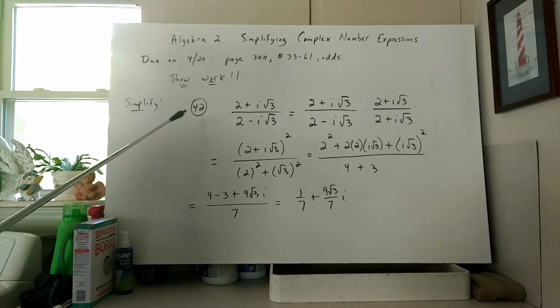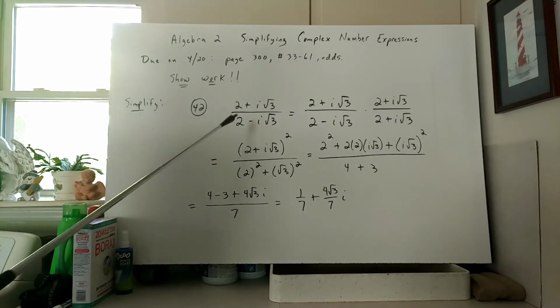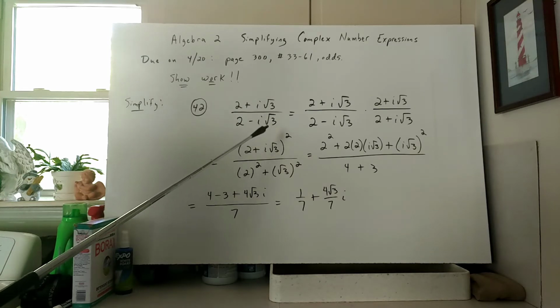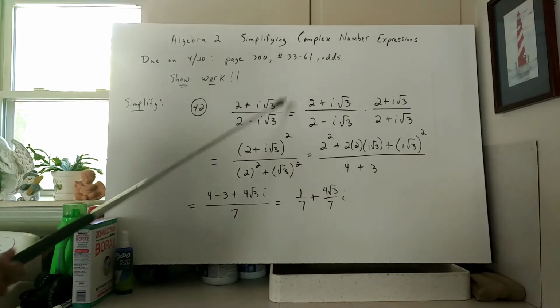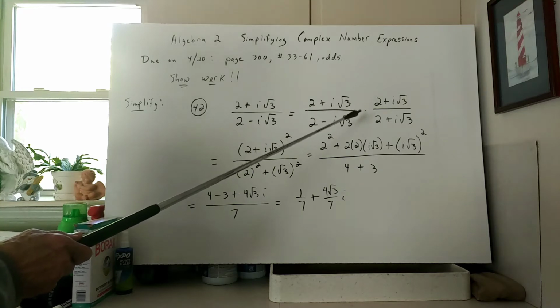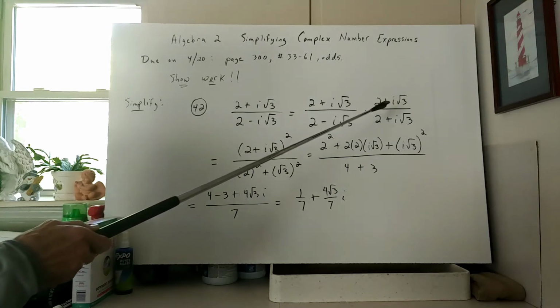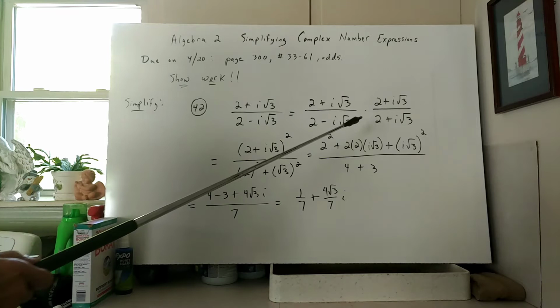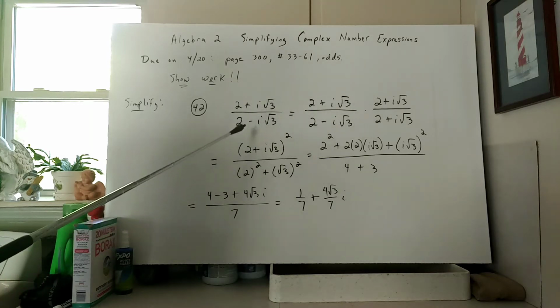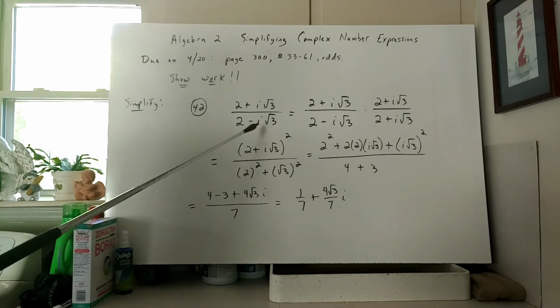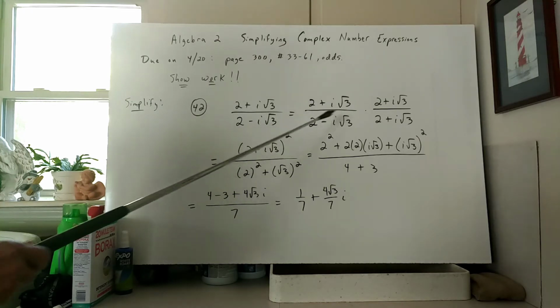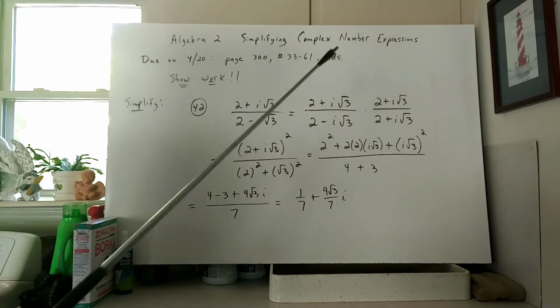We're simplifying number 42. We have 2 plus i times the square root of 3 divided by 2 minus i times the square root of 3. Now I'm multiplying top and bottom by 2 plus i square root of 3. The only thing different about this problem is they've used the commutative property and put the factor i in front of the square root of 3, but it's the same thing as square root of 3 i. I went ahead and worked with it in the present form.